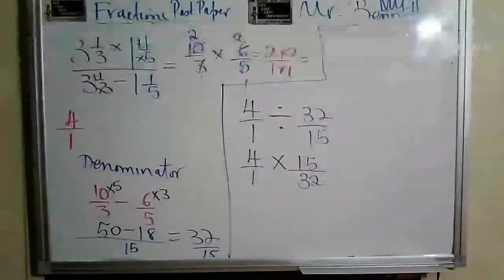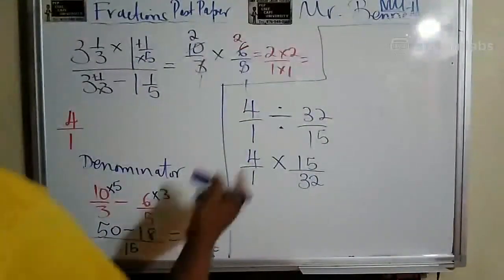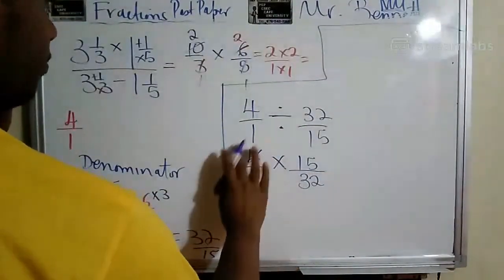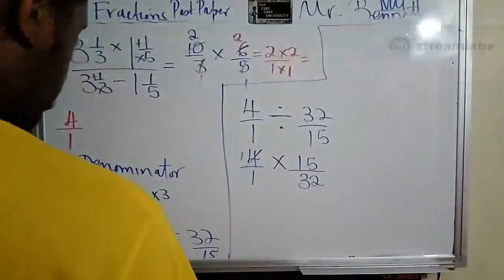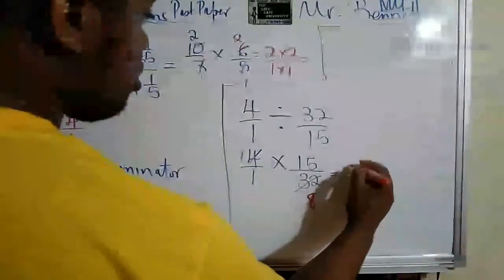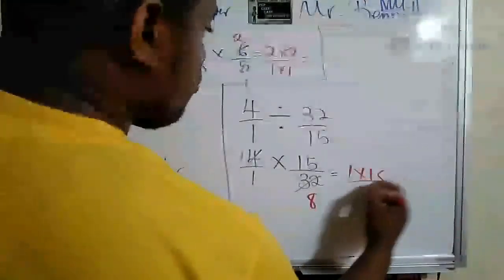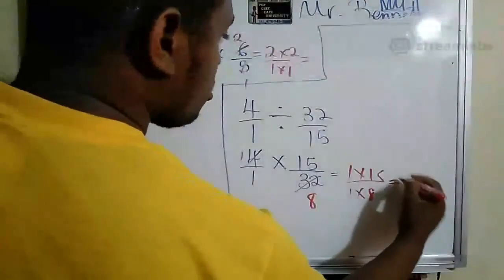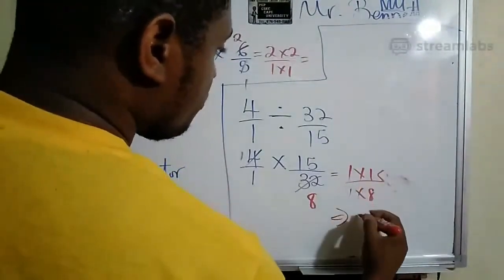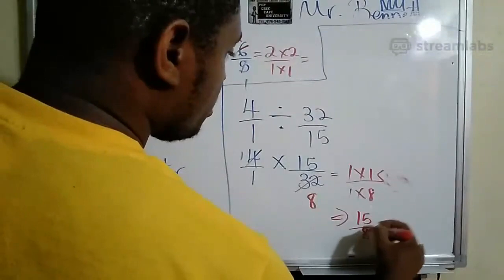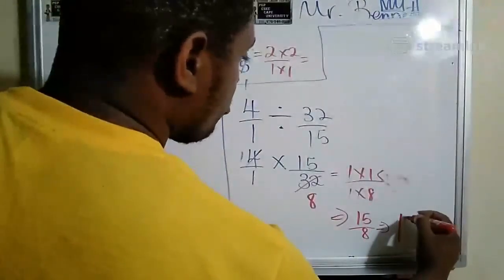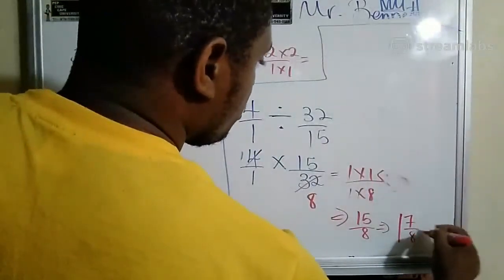So we are almost finished. 4 into itself 1, 4 into 32, let's use a different one. 4 into that goes 8 times. So it's 1 times 15 over 1 times 8. So that gives us 15 over 8, and that's the same thing as 8 into that goes 1 time, remainder 7 over 8.